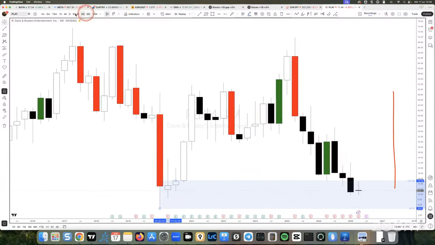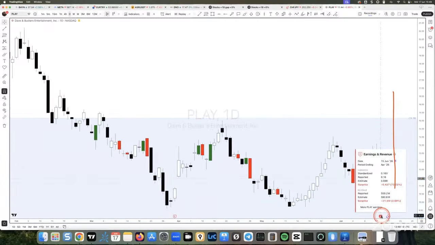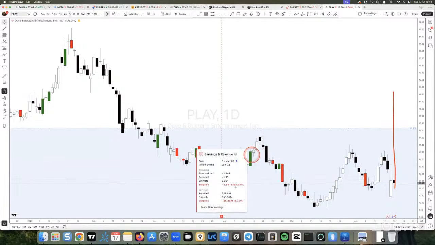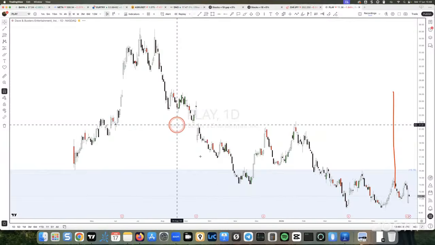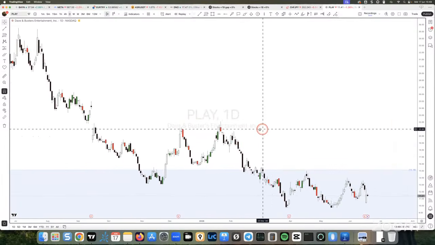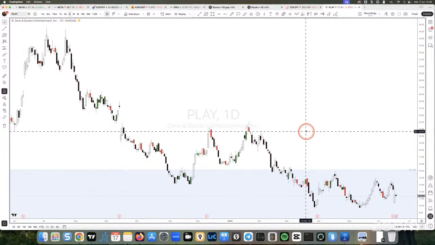If we take a look at the earnings releases, we had negative news and price dropped. Negative news, price rallied. Negative news, price rallied. Negative news, price dropped. I mean, no explanation. There's no pattern that explains this. The earnings are useless.